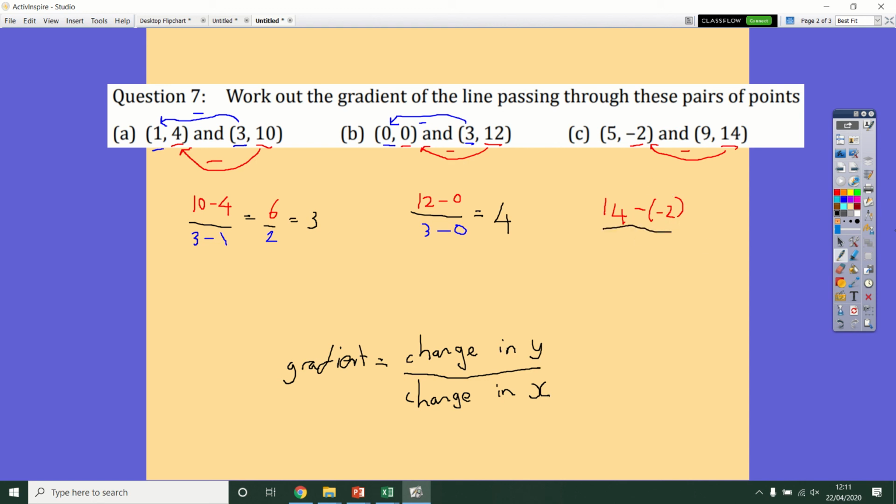Then on the bottom, that's a little bit easier, it's the change in x. I need to make sure I'm subtracting in the same direction. I'm going to subtract this way again.